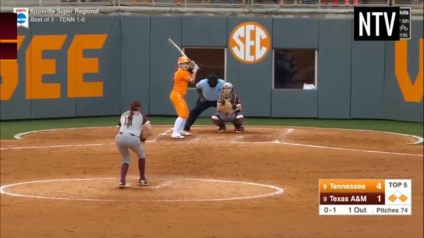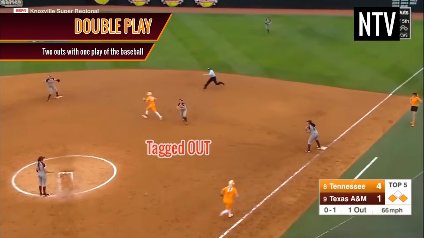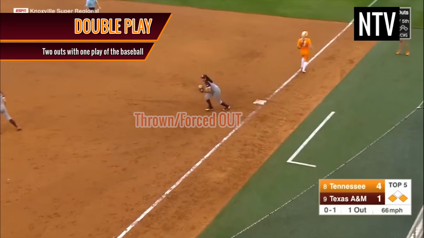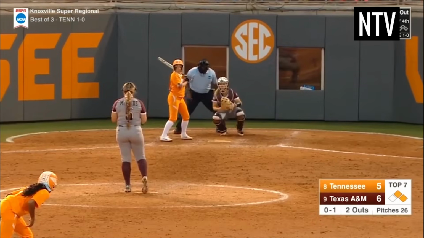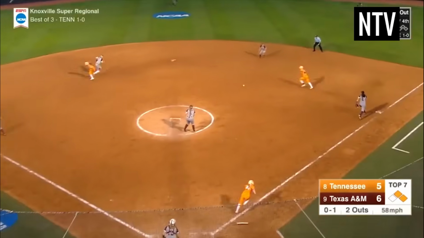Double play. This is where a ball is hit into play and the defending team gets 2 outs, usually by way of throwing to one base and then another. There are many other rules not discussed here, but as you watch or play softball, the rules will become clear.